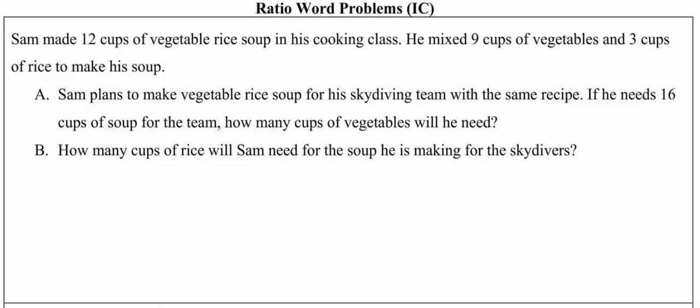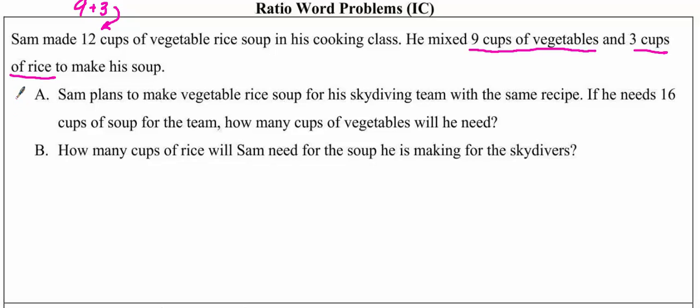So Sam is in a cooking class. He made 12 cups of a vegetable rice soup for the class. And when he made that 12 cups of soup, there were 2 different ingredients involved. There were 9 cups of vegetables, and there were 3 cups of rice. Put those together, the 9 cups of vegetables and the 3 cups of rice, and you get the 12 cups of soup. So he's going to make some vegetable soup for his skydiving team.